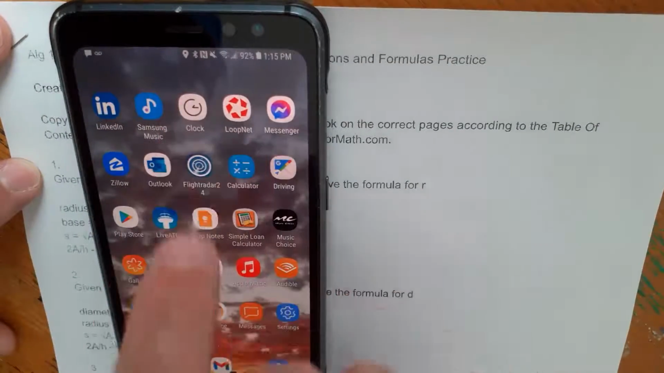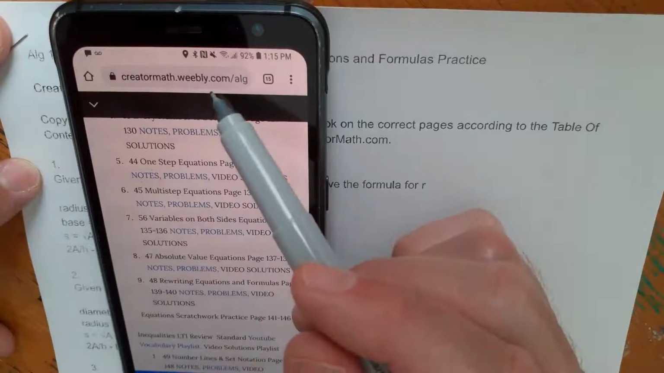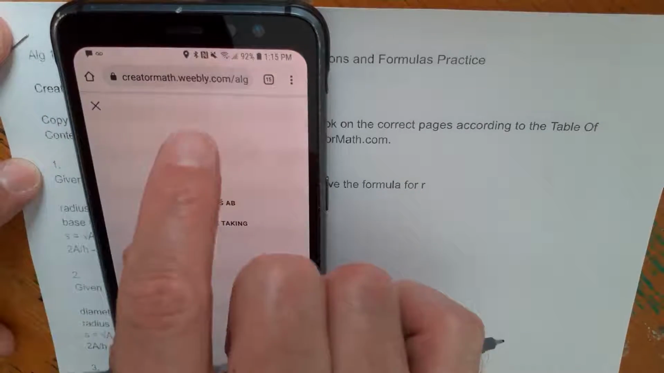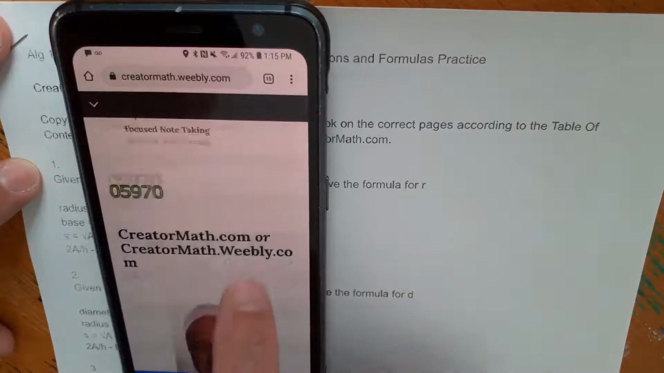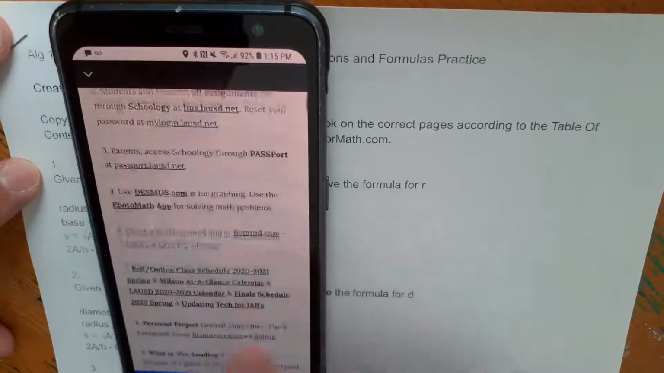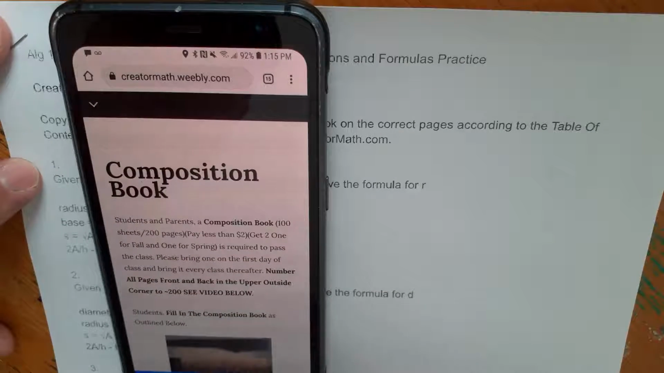Here we go. So here it is, creatormath.weebly.com. That's how you Google the site. Hopefully you can get to the home page, which looks like this. Please remember that all of the composition book instructions and videos, etc., are down on this home page. Just look for the large words and the picture of the composition book.